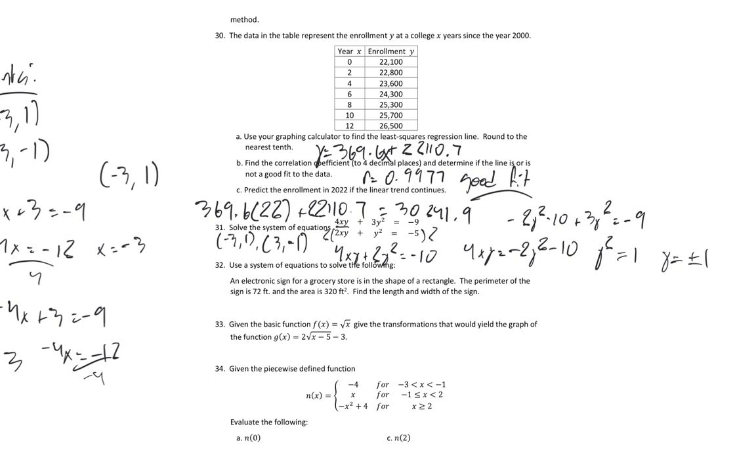Okay, use this system of equations to solve the following. An electronic sign for a grocery store is in the shape of a rectangle. The perimeter of the sign is 72 feet, and the area is 320 square feet. Find the length and the width.